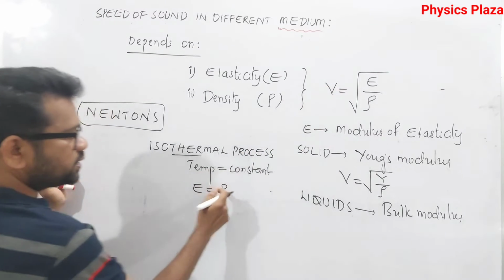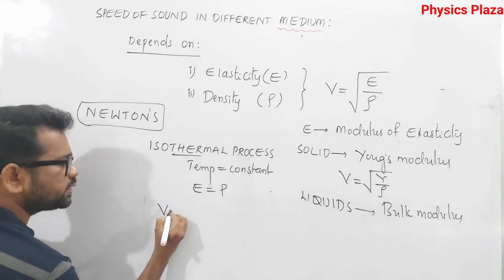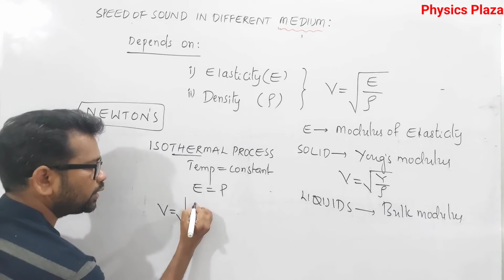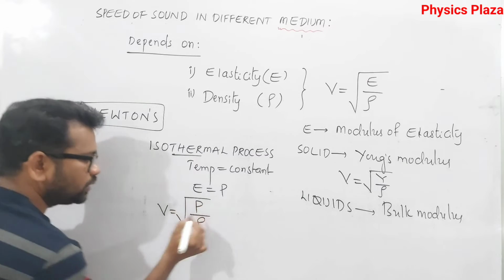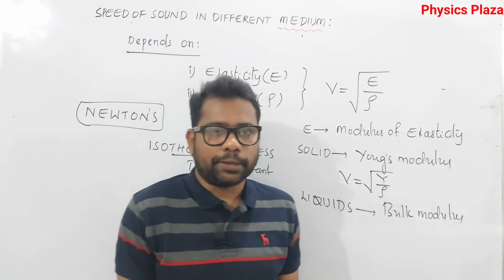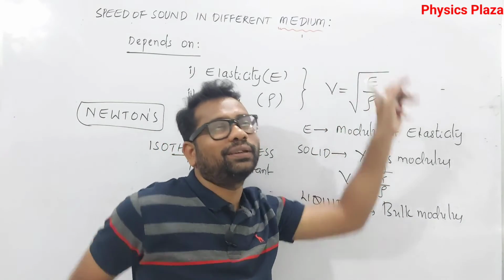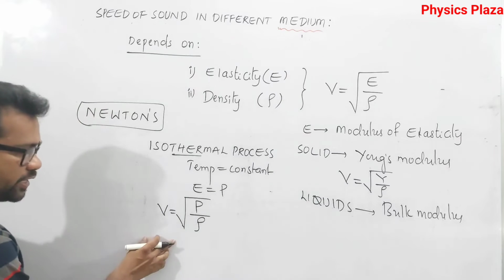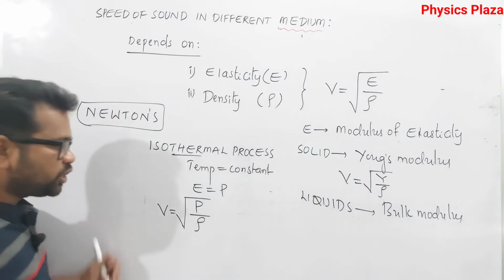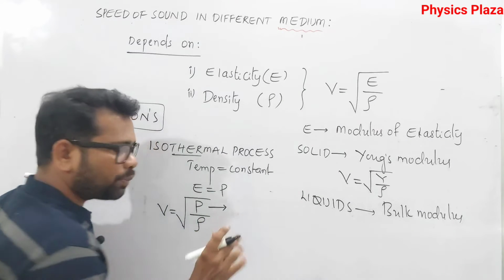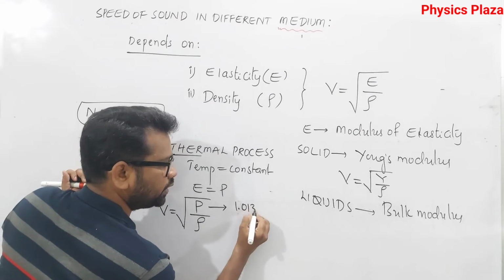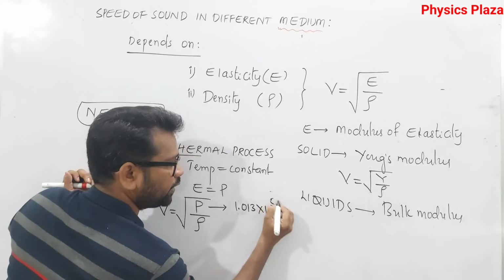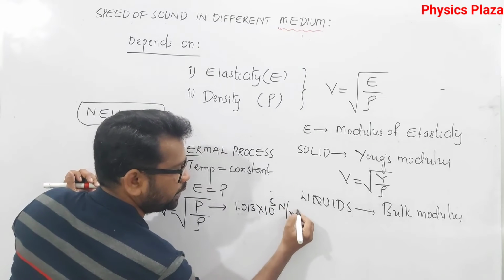So in the place of E, if you substitute P, V is equal to square root of P by rho. Children, don't get confused, this is P, this is rho. P is standing, rho is a little bit bending. So V is equal to square root of P by rho. What is the P value at normal atmospheric conditions? We know that it is 1.013 into 10 power 5 Newton per meter square.